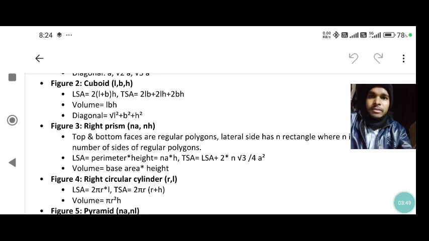Now it's about the cuboid. It has length, breadth, and height. Its lateral surface area is 2(l + b)h, whereas the total surface area is 2(lb + bh + lh). The volume is length into breadth into height, and the diagonal is √(l² + b² + h²).